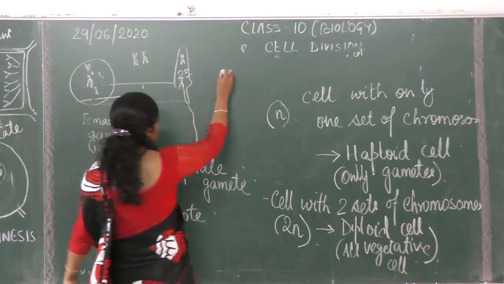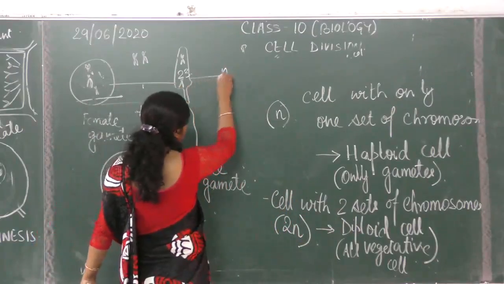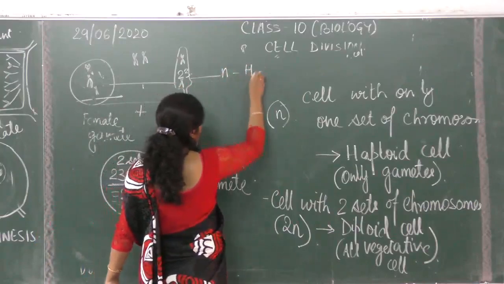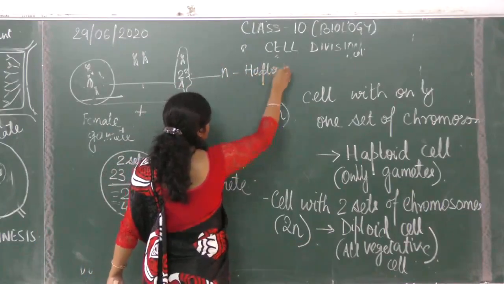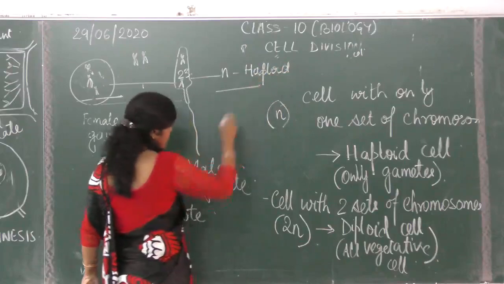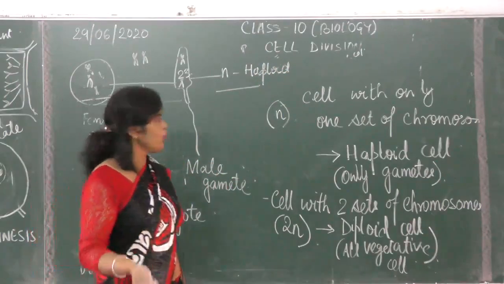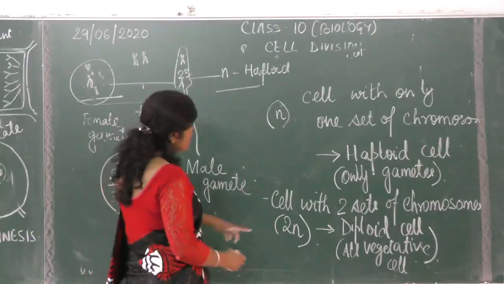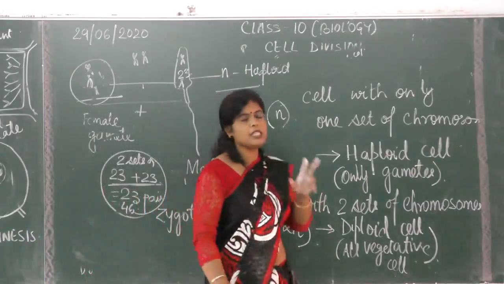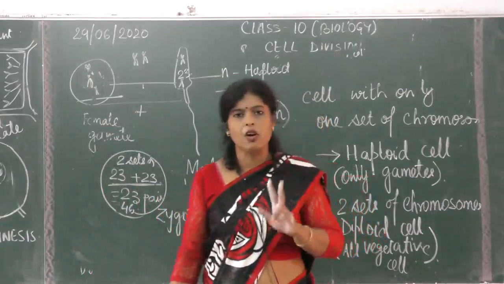So gametes are N. What do we understand by gametes are N? They are haploid. What do we understand by haploid? They have only one set of chromosomes and all other cells are diploid. What do we understand by diploid? Diploid, 2N, means they have two sets of chromosomes.